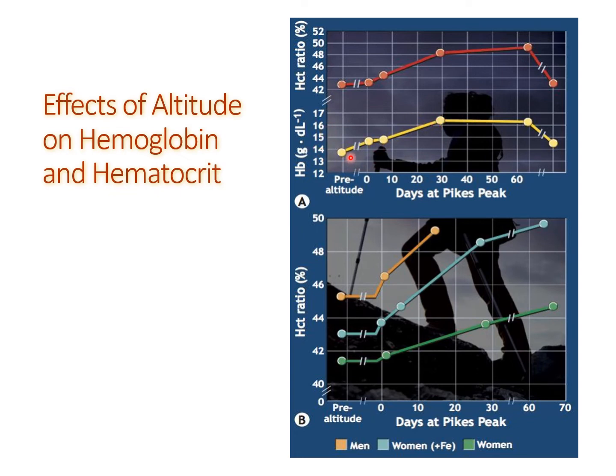So they go from basically 14 up to just beyond 16. And then with the hematocrit, you can see increases from about 43% all the way up to about 49 or 50% as they get about 2 months into their time on Pikes Peak. So a big change in a couple different aspects with our circulatory system.